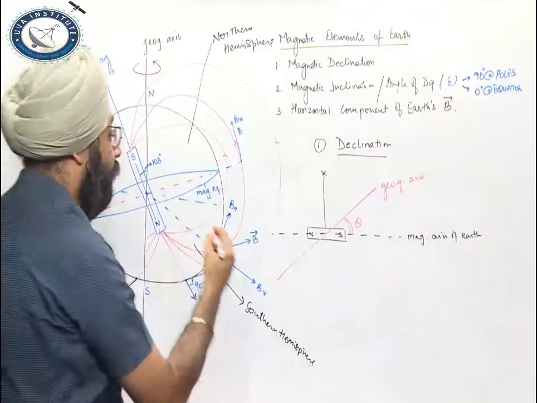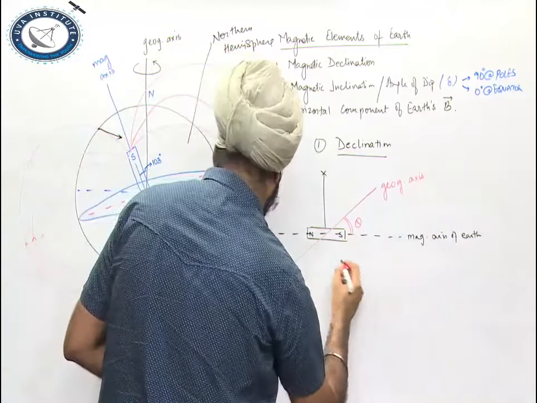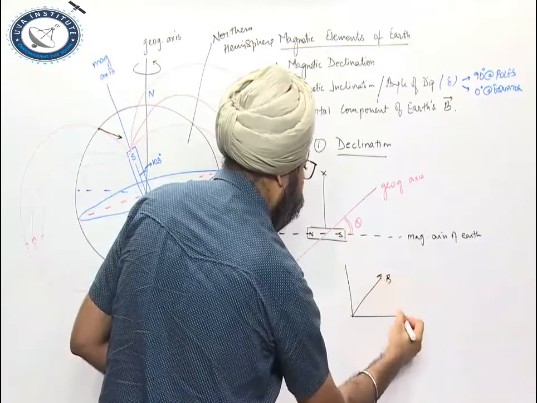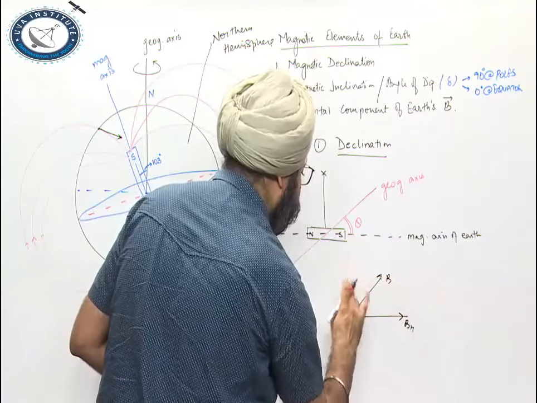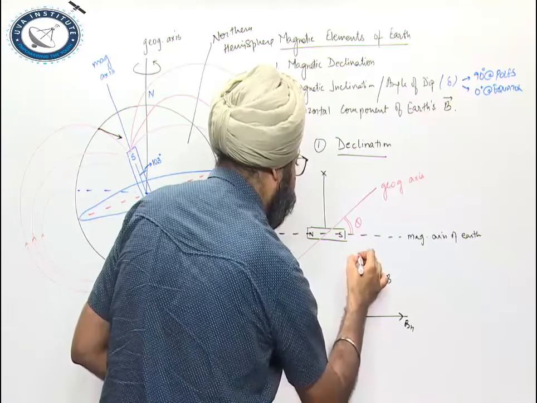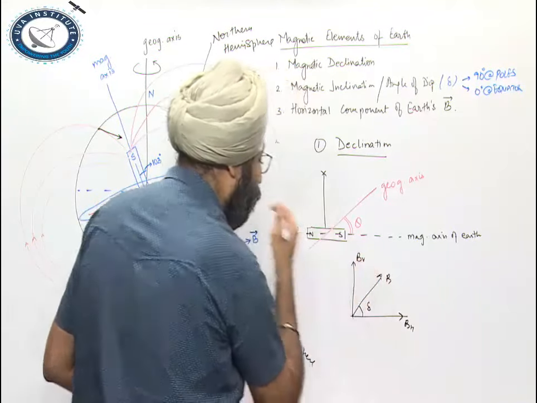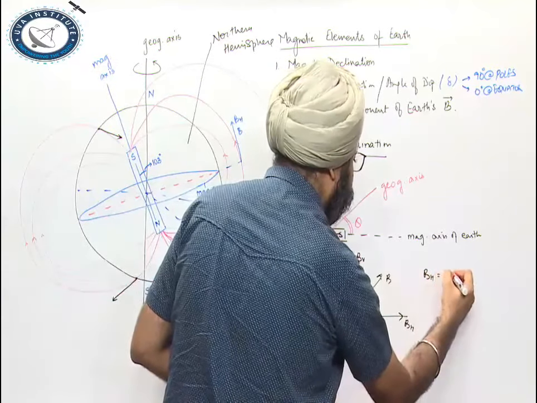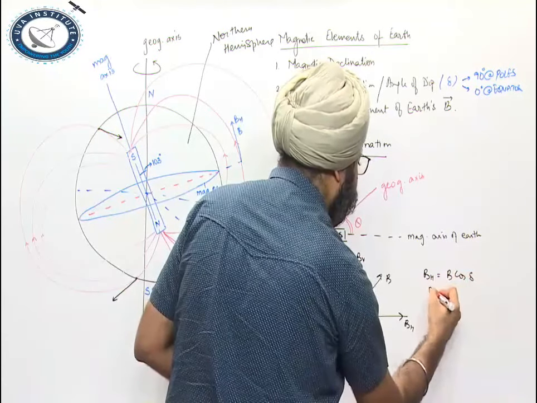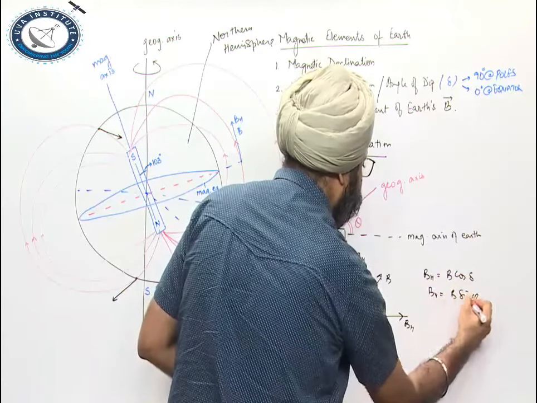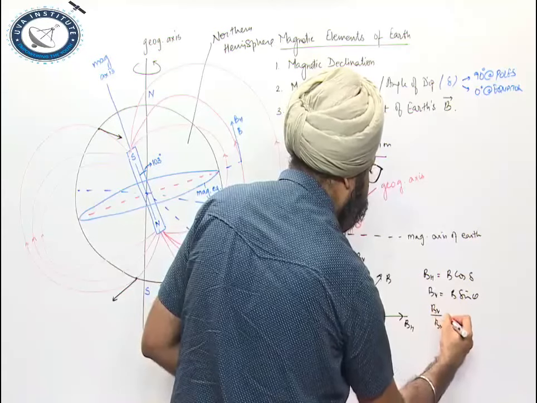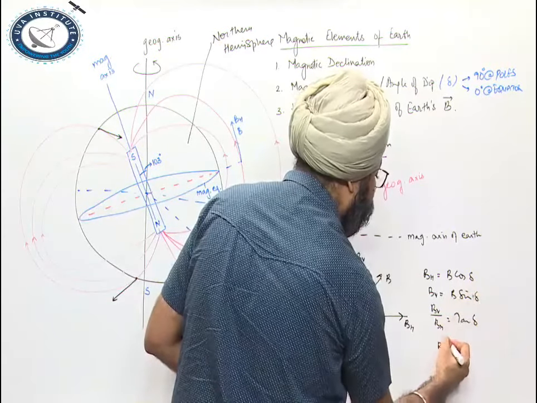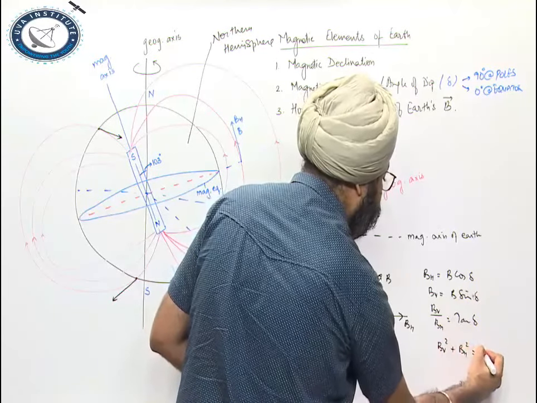Now let's come to the mathematical part. Let us say this is my resultant magnetic field B, and this is my vertical component BV. This is my angle of dip delta. Component resolution, we can see BH is equal to B cos delta, BV is equal to B sin delta, BV upon BH is equal to tan delta, and BV squared plus BH squared is equal to B squared.